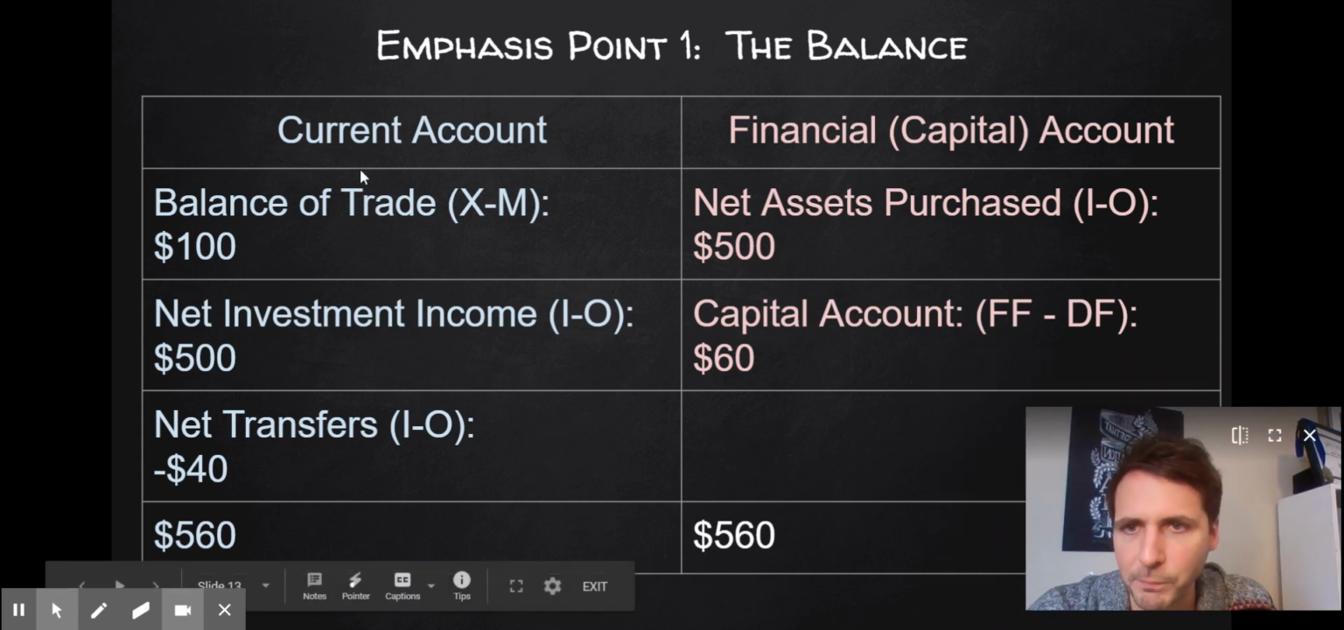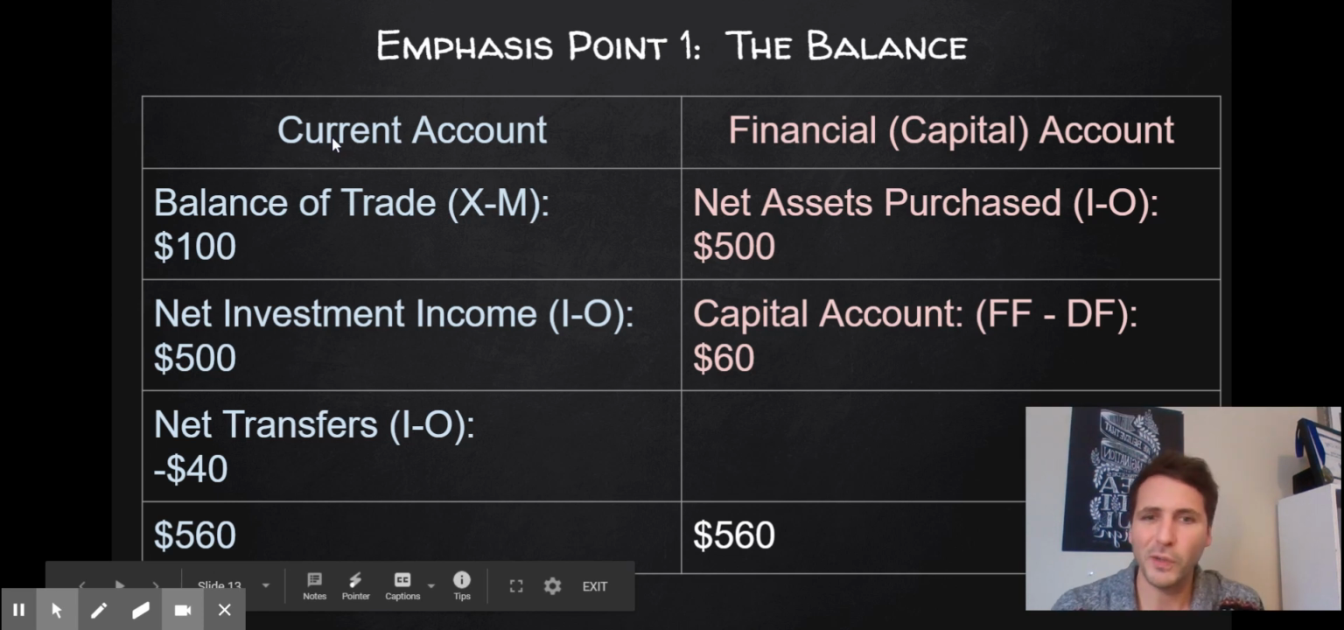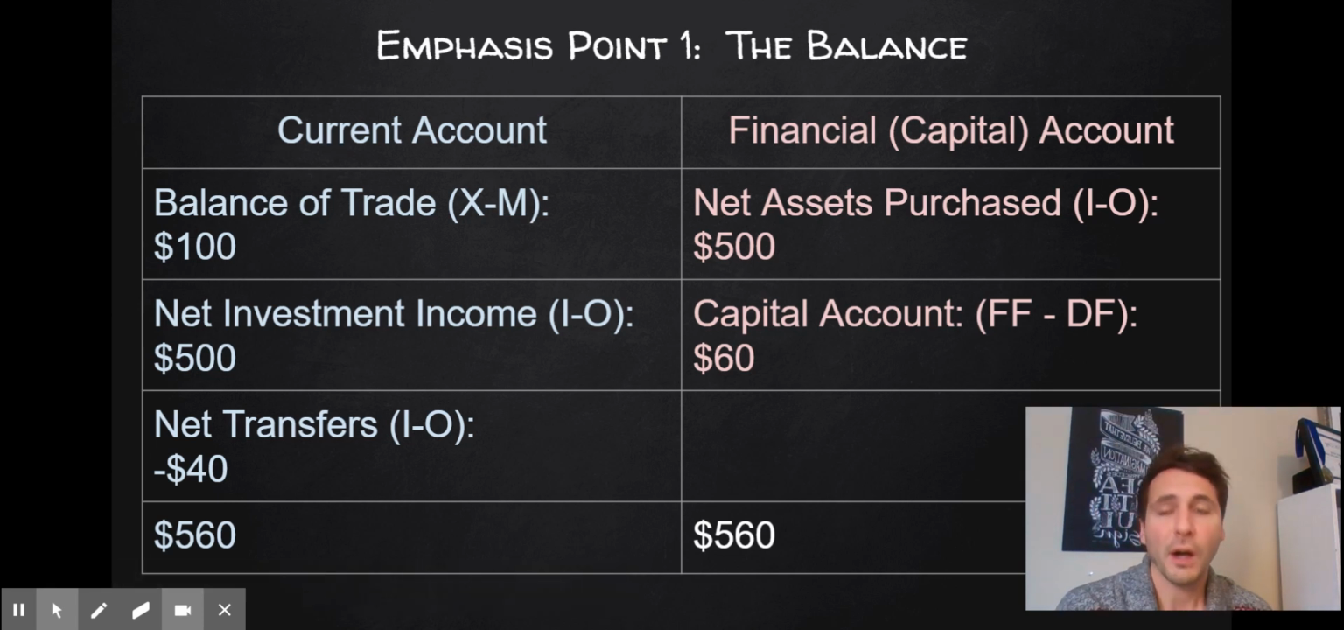So, let's check it out here. We have a current account on one side. We call this kind of the one and done account. And then we have the financial account on the other side. So, for the current account, we have three major items, and you just got to memorize these. So, if you're a memorization person, this is perfect for you. On the left side, we have the balance of trade. Balance of trade is exports minus imports.